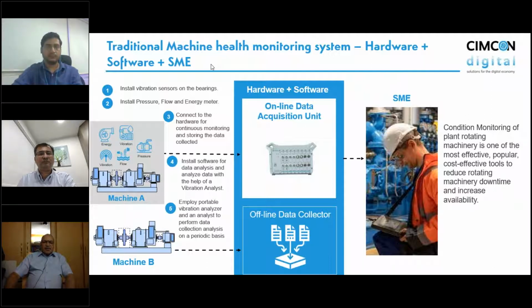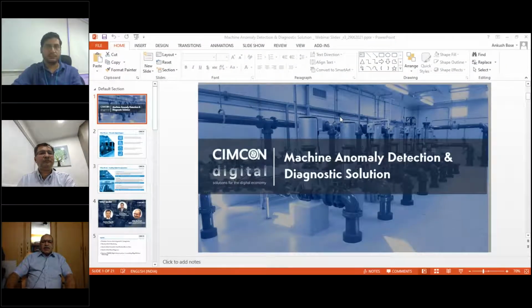So the hardware consists of the sensors which are mounted on the machine. For those critical machines, we have permanently installed sensors which are continuously evaluating the machine vibration, and then the software to capture the data and do the analysis. And then we have an analyst to take care of the data that is accumulated, to find out what is happening on the machine. So these are the three elements.